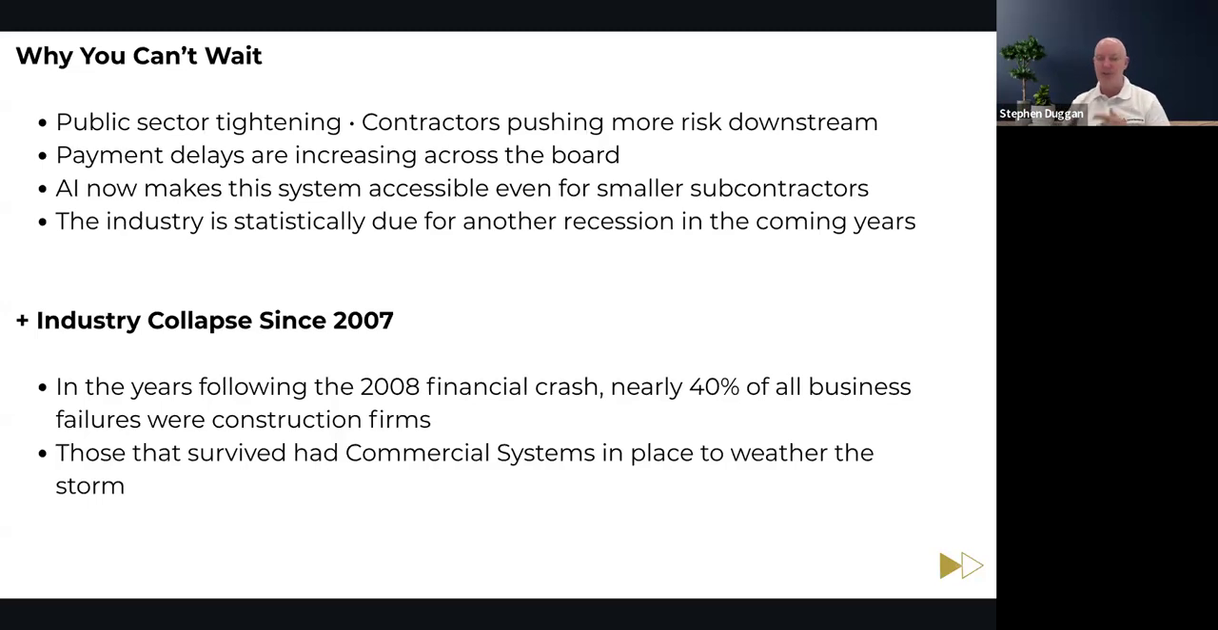Jobs are slowing up because there's just so much friction in the system with plans. Contractors are pushing more risk down. Payment delays are increasing across the board. The industry is statistically due for another recession. It might be this year, next year. We just don't know. But the reality is it'll come at some point.